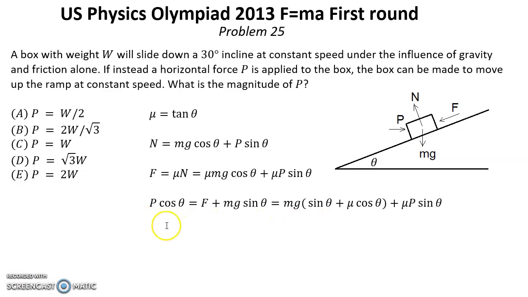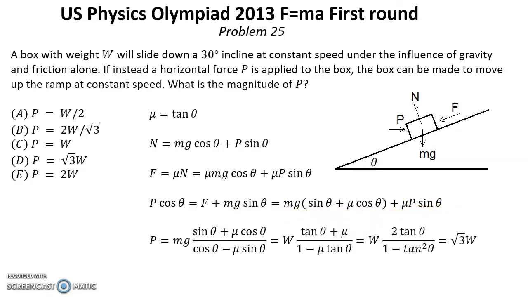Along this line we have P multiplied by cosine theta must be equal to the force of friction plus the part of the gravitational force in this direction, which is mg sine theta. And finally, this is the expression for P cosine theta. And now we can express force P using this equation through this formula. We use mg equal W.